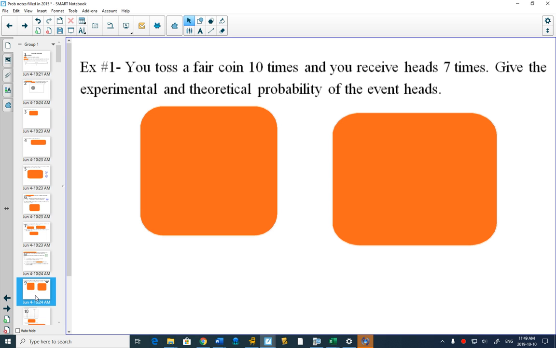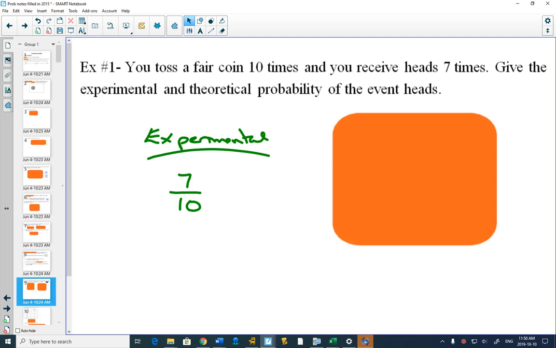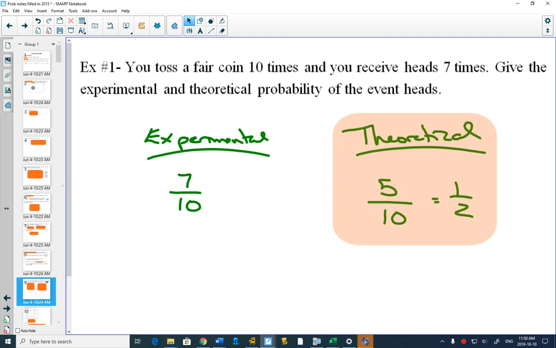Okay. You toss a fair coin, heads and tails, 10 times, and you receive heads 7 times. Experimental probability is 7 out of 10. Theoretical probability should have been 1 out of 2. Oh, I got 7 out of 10.